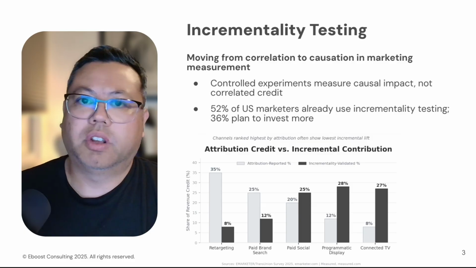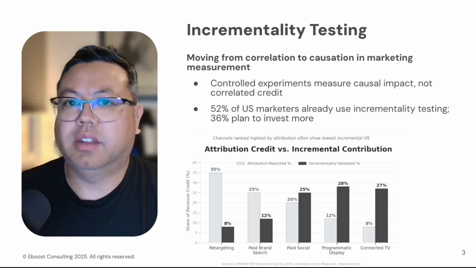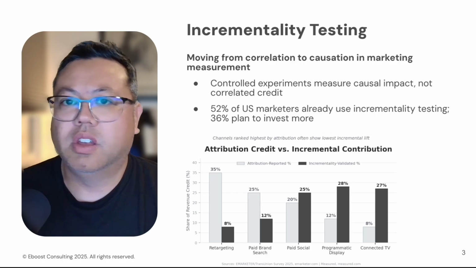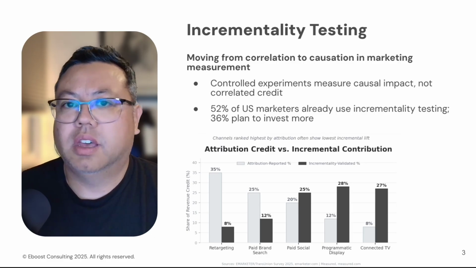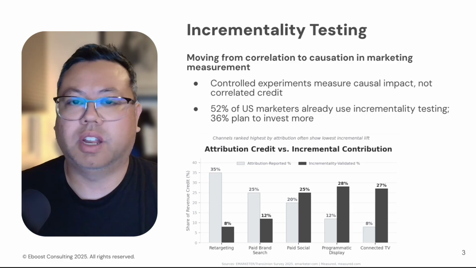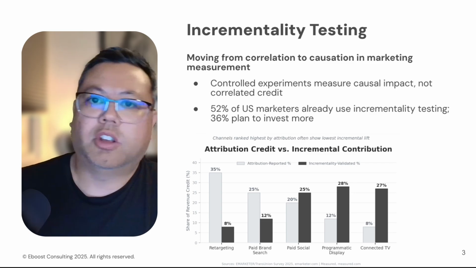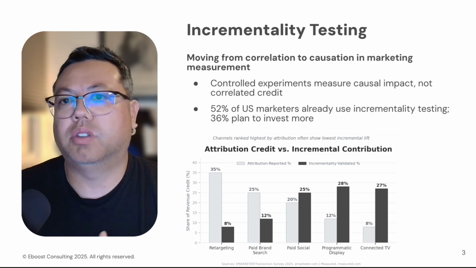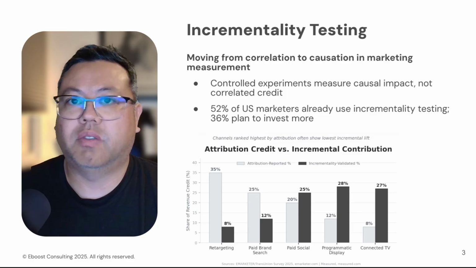Over half of US marketers are already using incrementality testing, and here's what they are finding. Paid brand search and retargeting are consistently overcredited by attribution. Upper funnel channels like programmatic display and connected TV are consistently undercredited. If you have never run an incrementality test, there's almost certainly a meaningful gap between what your dashboard says and what is actually driving revenue.